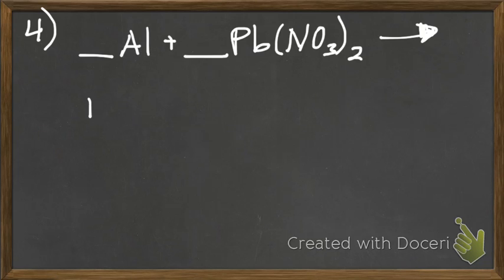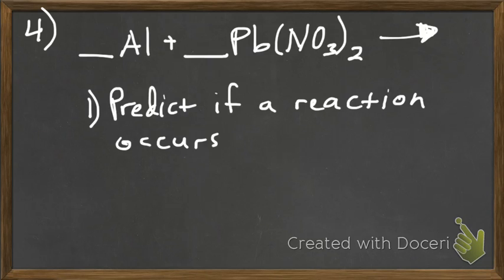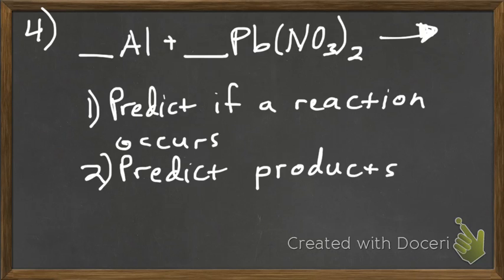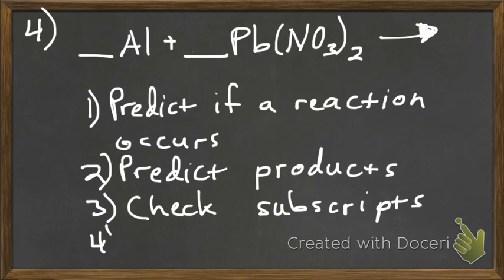Alright, so the first thing you're going to do is predict whether or not a reaction occurs. Secondly, if it does, you need to predict what the products will be. Third, you need to check the subscripts, make sure the subscripts are correct. And fourth, once your subscripts are correct and you have your products, then you need to balance the entire equation. And then you will be done.